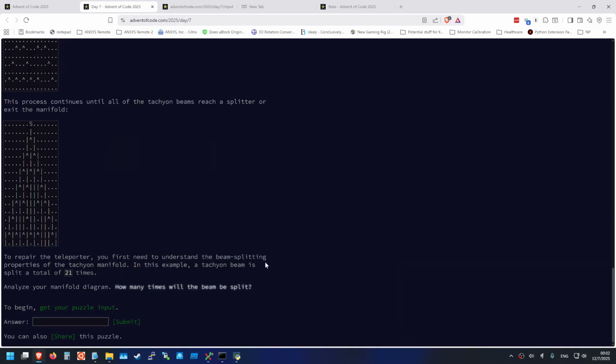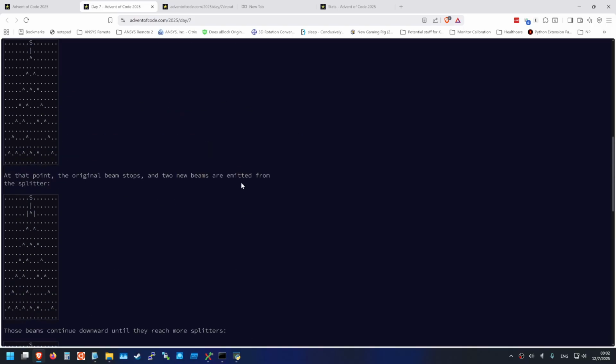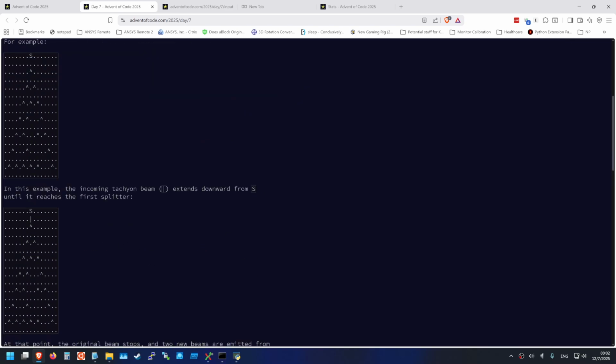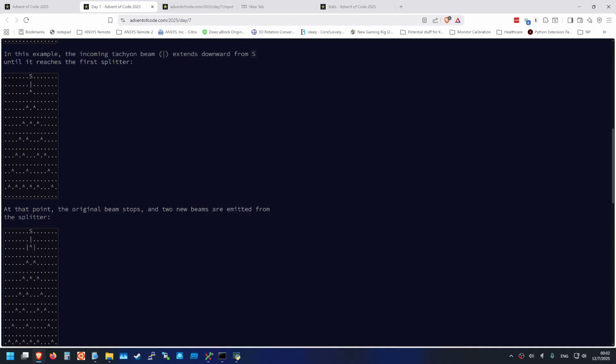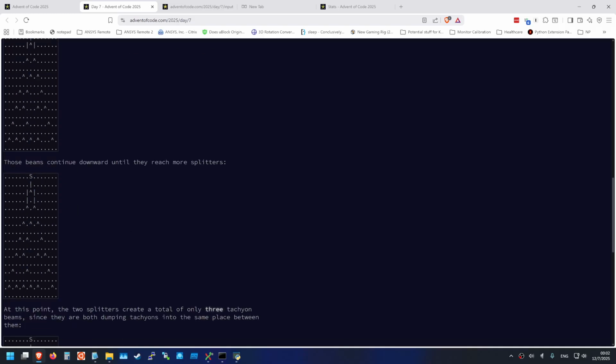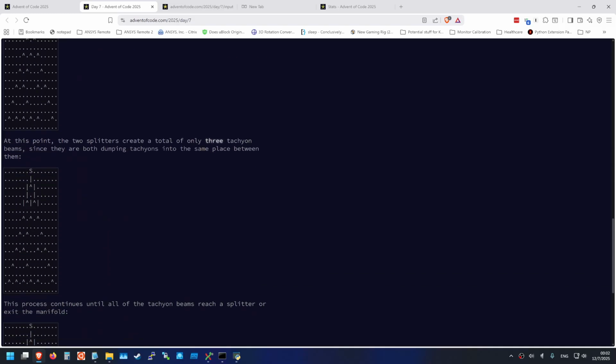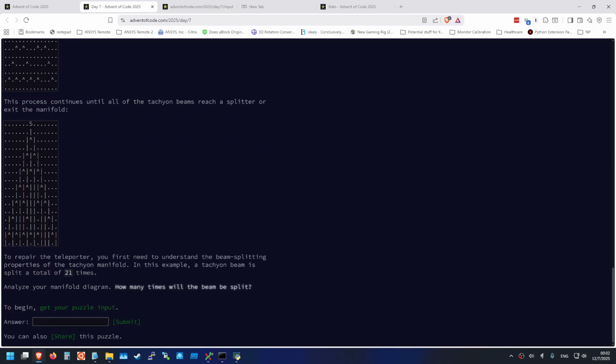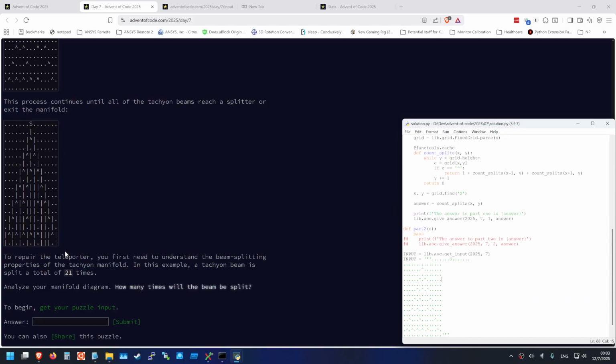39. First splitter, that's one. Two beams. Oh. Wait. Oh. Oh. Total number of, okay.